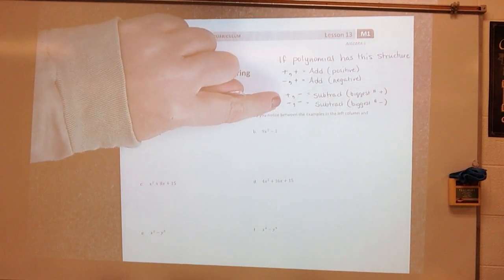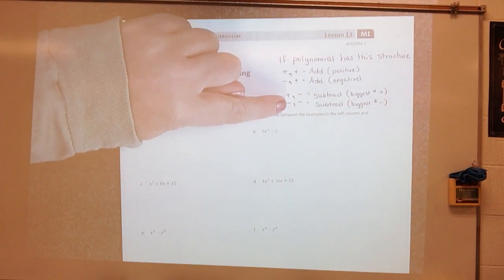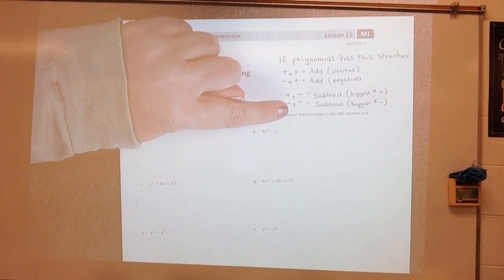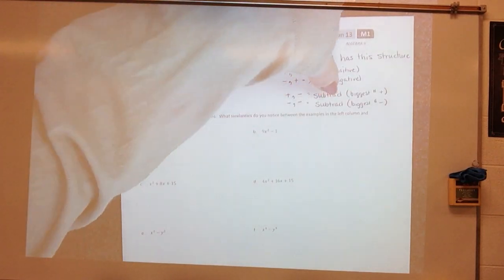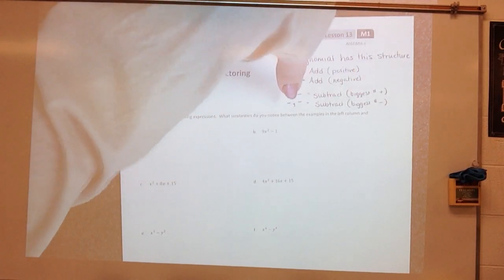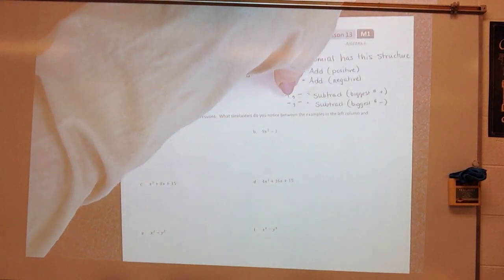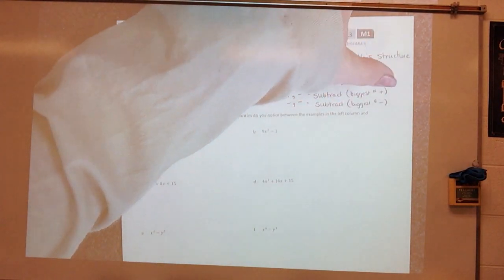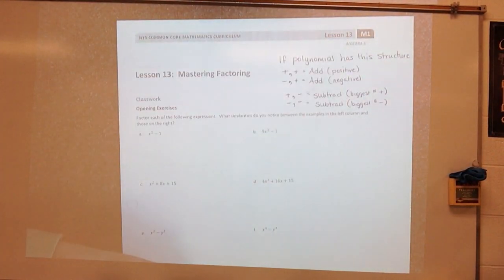If you have a polynomial that looks like this, if it's a plus minus or a minus minus, then you're going to want to make sure you can subtract the two factors to get what's in the middle coefficient. If it's a plus minus, your biggest number is going to be positive. If it's a minus minus, your biggest number is going to be a negative.